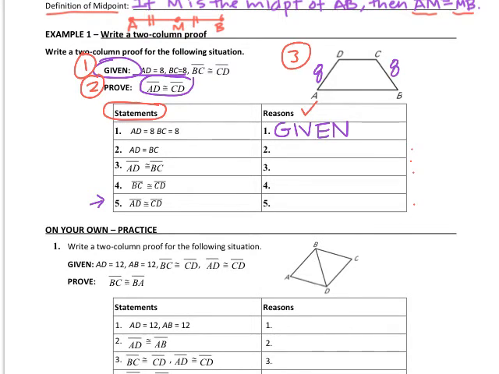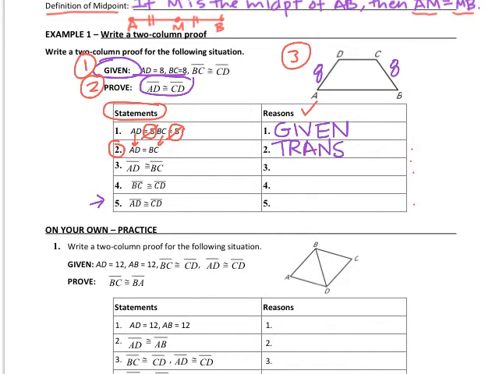Okay? And then it says here in statement number 2, segment AD is equal to segment BC. And basically what we have here is the transitive property, because if you remember from statement number 1, 8 is equal to both of those things. So if 8 is equal to AD and 8 is equal to BC, then that means that BC is equal to AD. All right, and that's where we're going to write the transitive property.